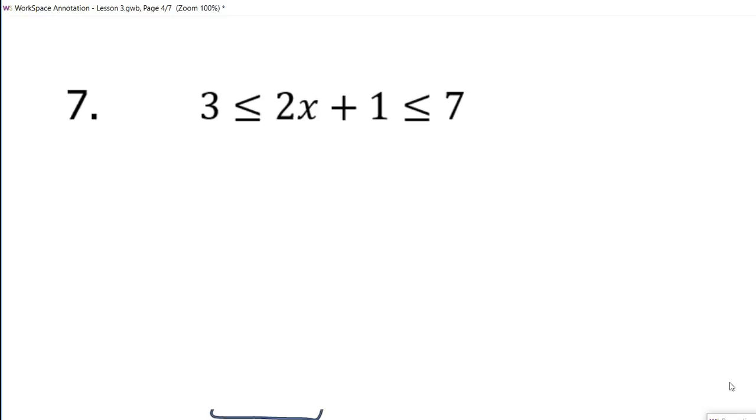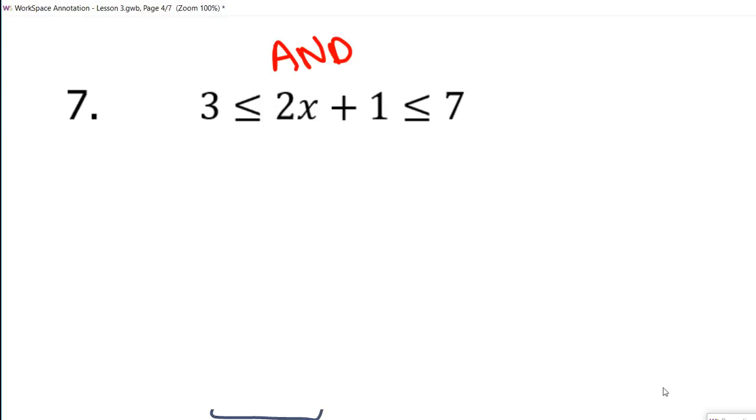Number 7, this is also an and inequality. So if you see the double less than symbol, it's going to be an and inequality. So earlier I said it's always less than, but they might be equal to. It just depends on if your endpoints are open or closed. So they're always going to have a less than, but it might have equal to.